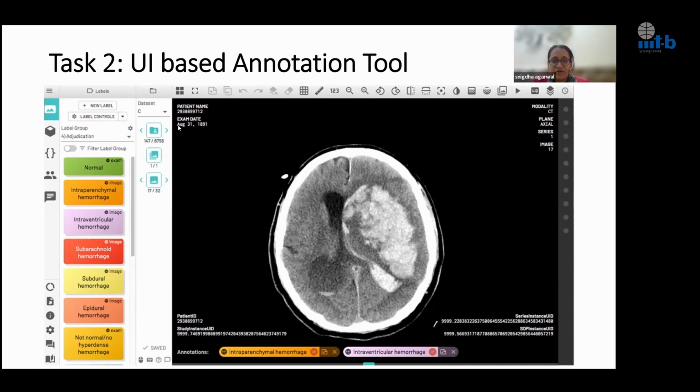So what we have identified is that on the right side we have the scan opened for the radiologist, and on the left side we have all the kinds of labels that we want to add: normal, intraparenchymal, intraventricular, subarachnoid, subdural, epidural, and so on, which the radiologist can very quickly click, and a CSV file can be generated, which gives us the ground truth labeling for the multiple scans that we are targeting right now.